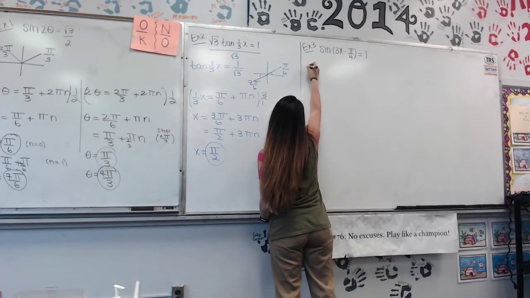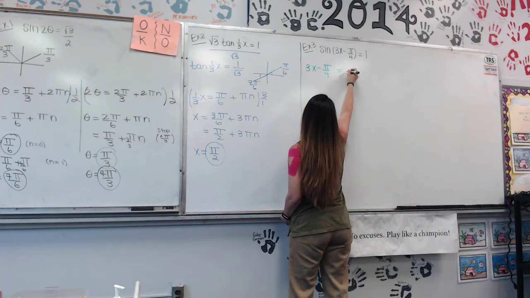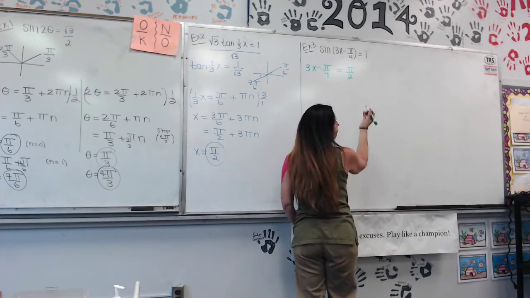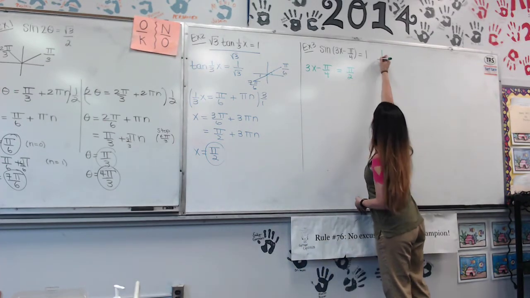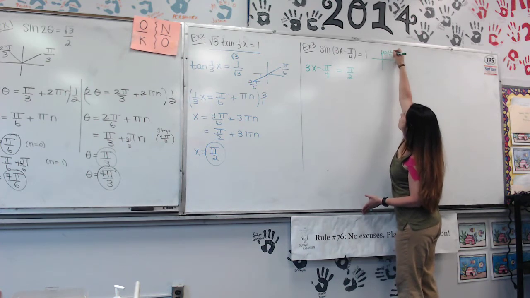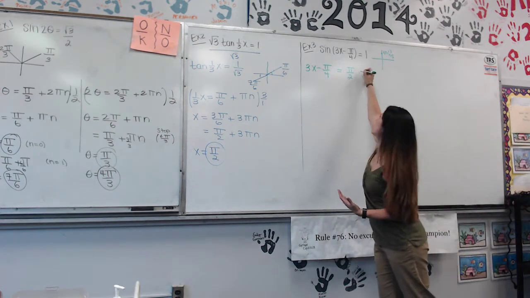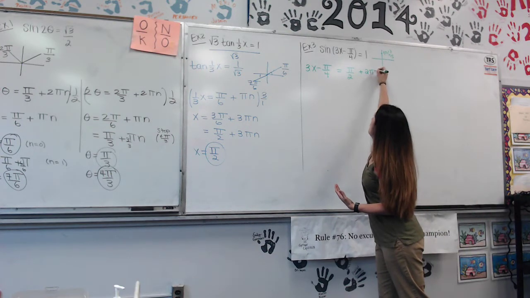So I have that 3x minus pi over 4 is equal to pi over 2. It's the only answer. If you have to draw it, you can draw it. It's right here. It's at 0, 1. That's the only spot where the sine, the y coordinate, is 1. And there's no other answers, so you have no choice but to add a 2 pi n to the end of that.